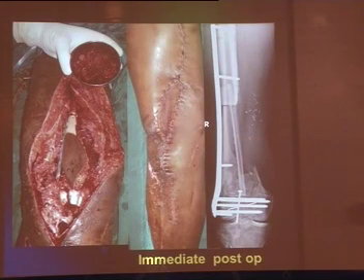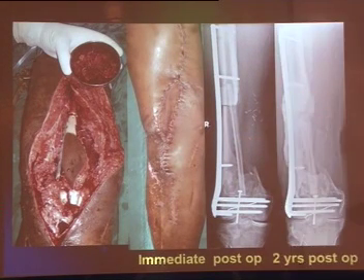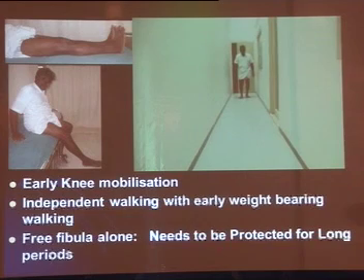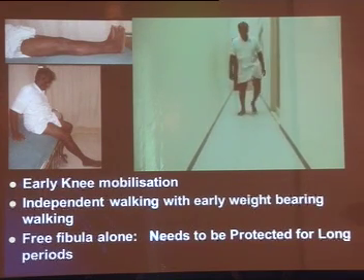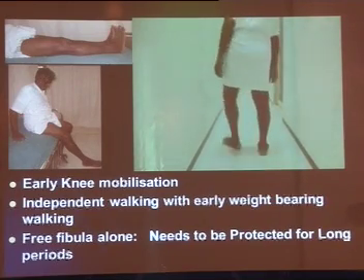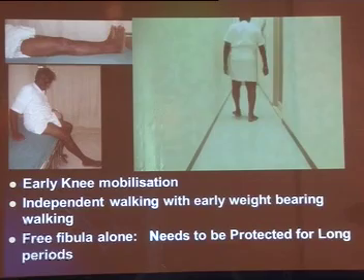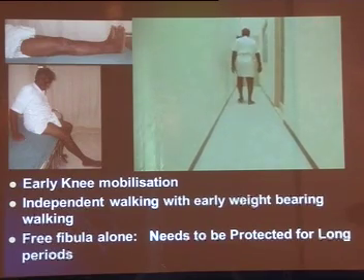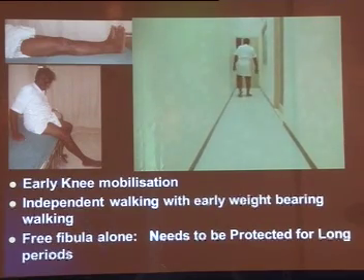The skin element is utilized for monitoring the viability of the free fibula postoperatively, and it went on to unite completely at the end of 7 months, and he was able to walk completely without any pain at the end of 7 months, and he has a good range of movements. The advantage here is that we could mobilize the knee joint early and he could walk independently without any support, whereas if we had used a free fibula alone, he would need to be protected for long periods.